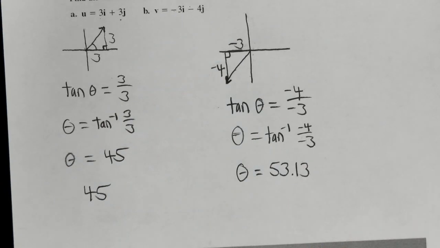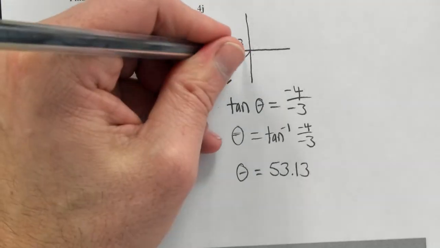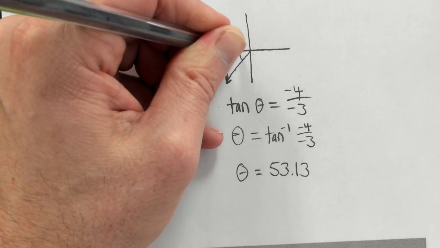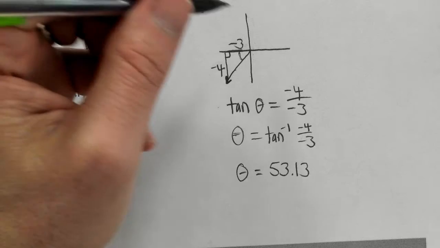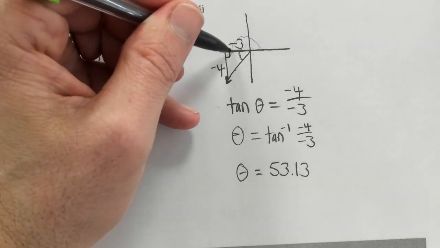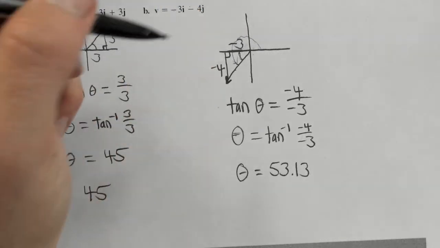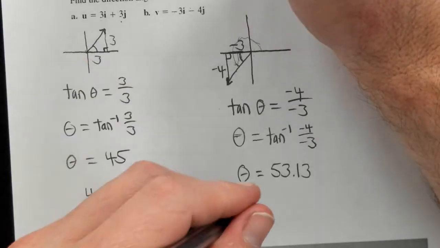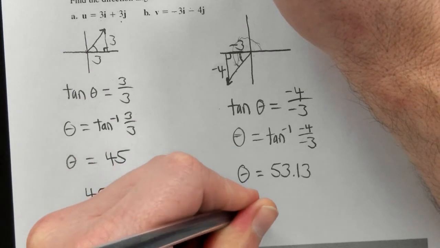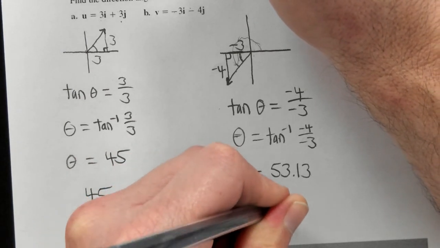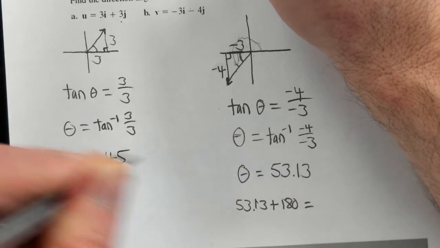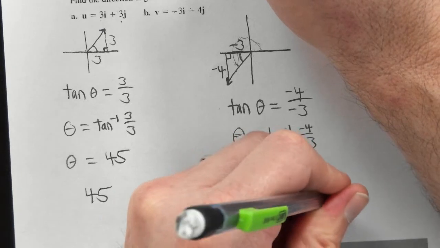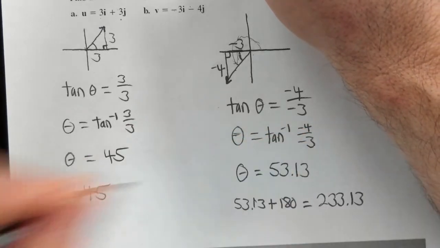All right. Now, this is not the complete answer because this angle right here is 53.13. But remember, to get the full direction angle, I've got to go from here all the way to the angle. So what I need to do is take this and add 180 degrees to it. So 53.13 plus 180, that will give me the full direction angle, which is 233.13.